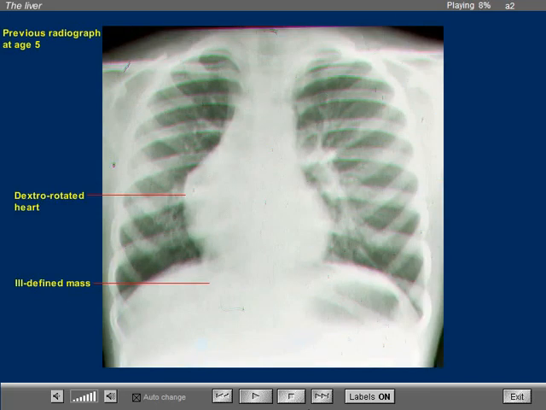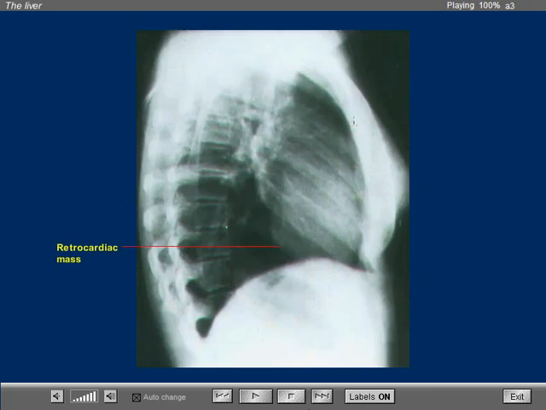A chest roentgenogram taken 9 years before, when she was 5, showed some sort of dextrorotation of the heart and an ill-defined density at the same site where a mass was seen 9 years later. A lateral chest roentgenogram at the age of 14 shows that the mass projects just behind the heart in front of the spine.